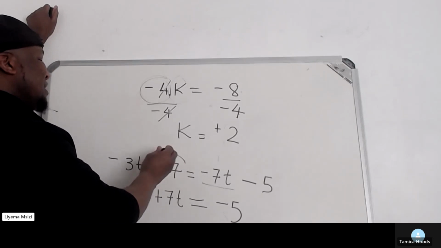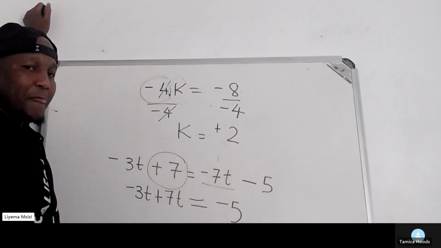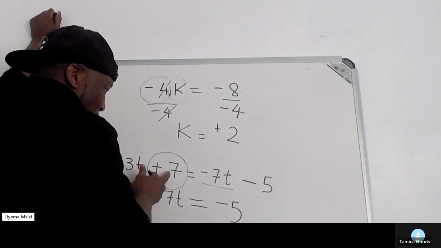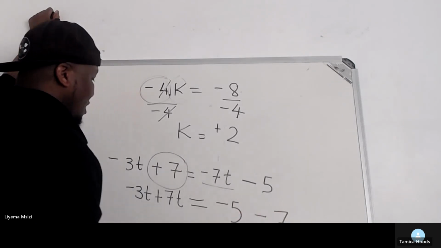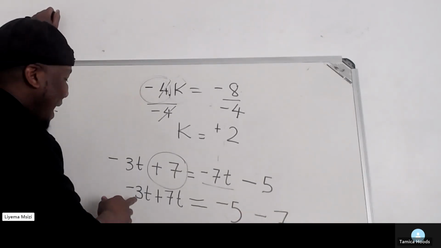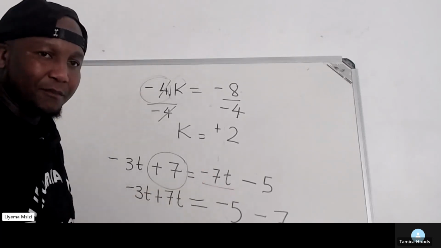Now we're going to take this 7, it must jump the equal sign, it must go to the other side. But remember, this is positive. Once it jumps this equal sign, it's going to become negative. Now, these are like terms here: negative 3t and this 7t, they're both like terms.